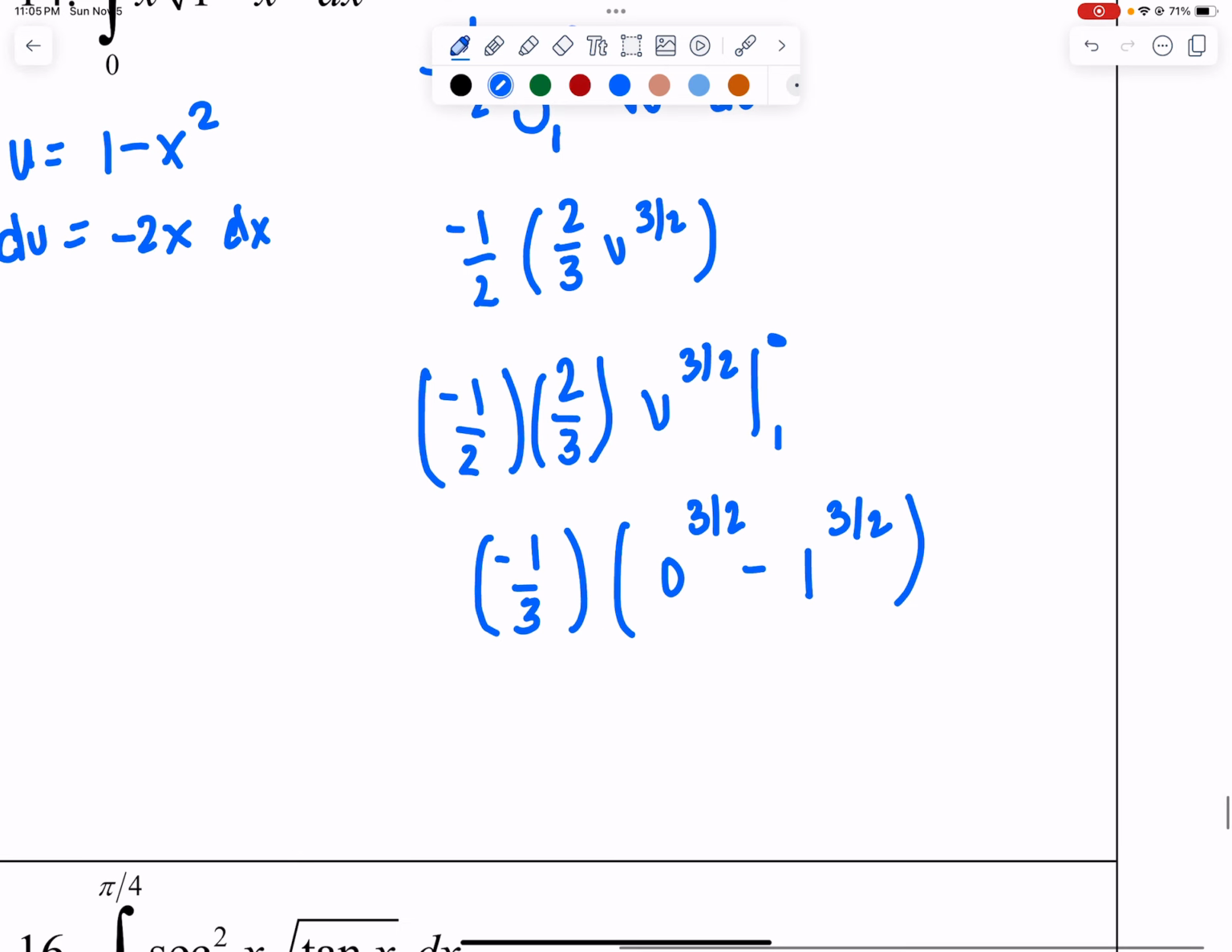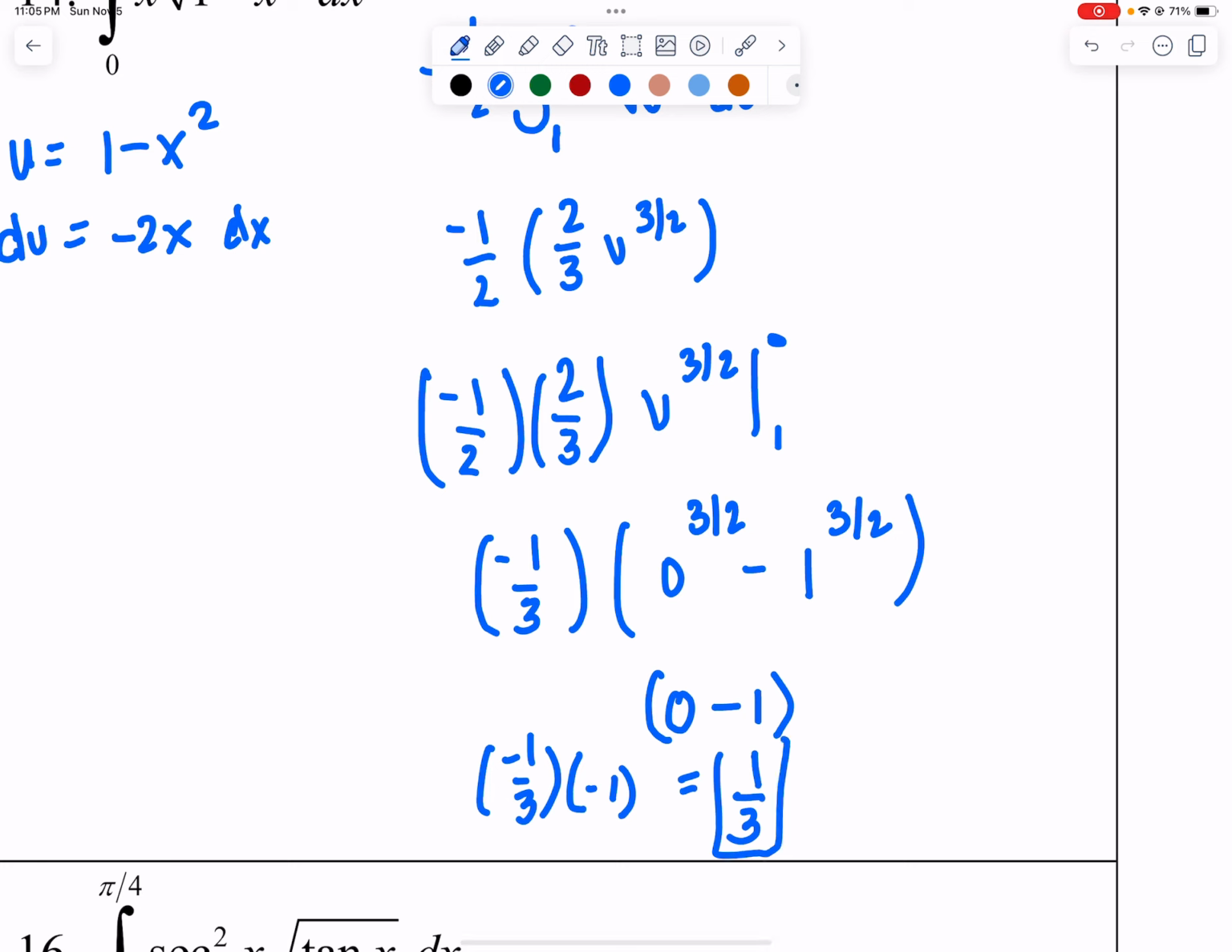0 to the 3/2 is 0, and then 1 to the 3/2 is 1, so minus 1, so that's going to give you negative 1. So that's going to give you an answer of 1/3.